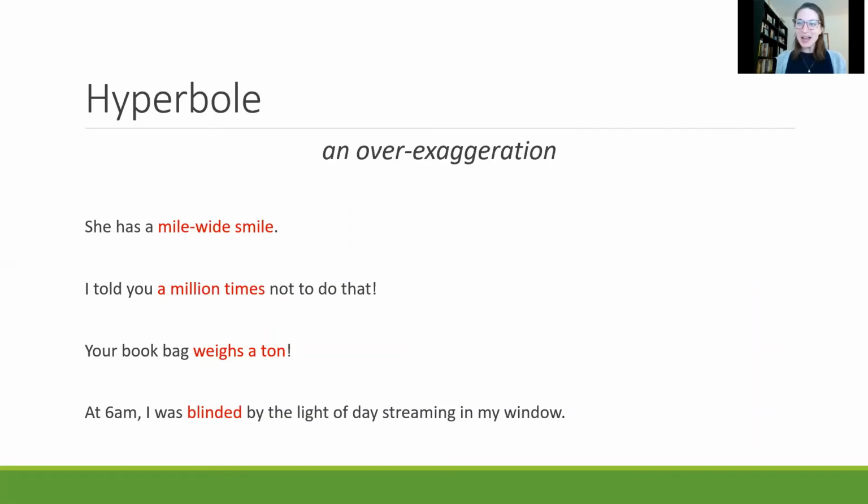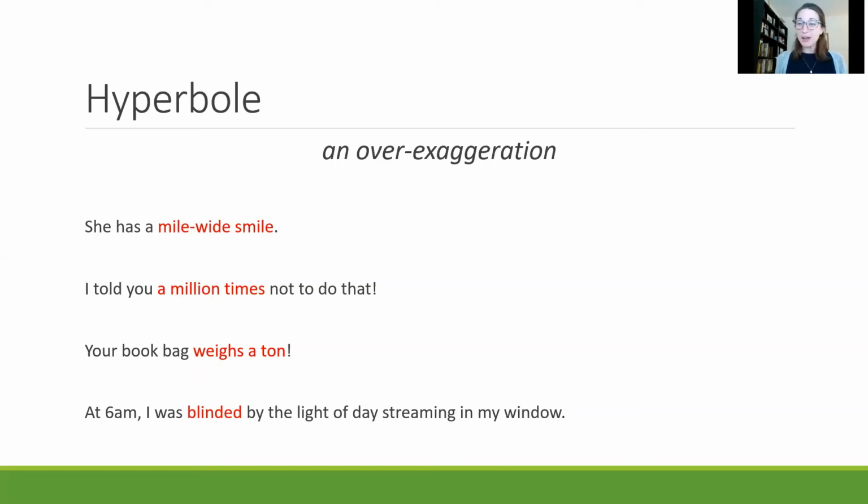Our next one is called a hyperbole, and a hyperbole is an over-exaggeration. So for example, if I said, she has a mile-wide smile. Well, of course, it's not actually a mile wide, but we can imagine how wide the smile looks on her face. Now, I told you a million times not to do that. Some of us have heard this before, or maybe you have said it before to others. Now, usually this is an exaggeration. You have not actually said it a million times, but it may feel like you have said it so often that it's getting close to a million.